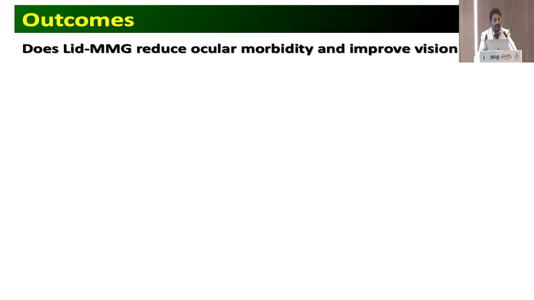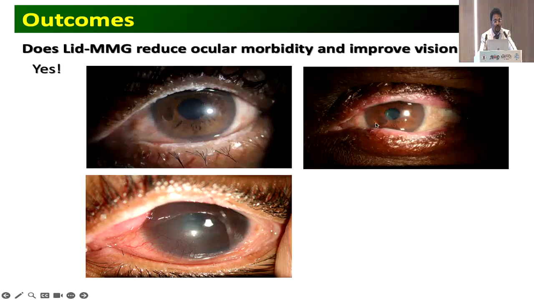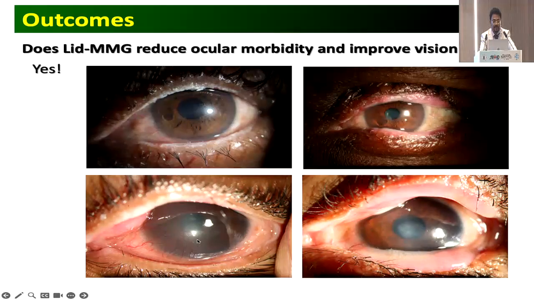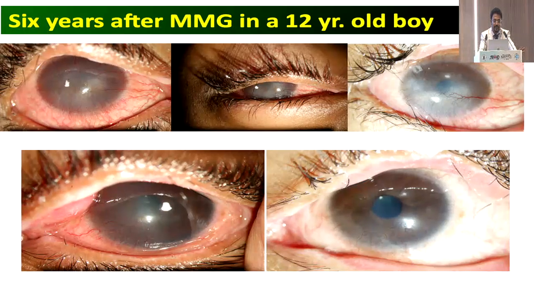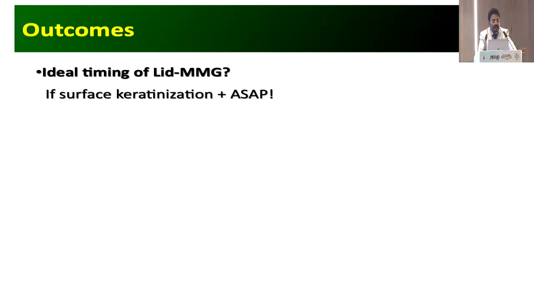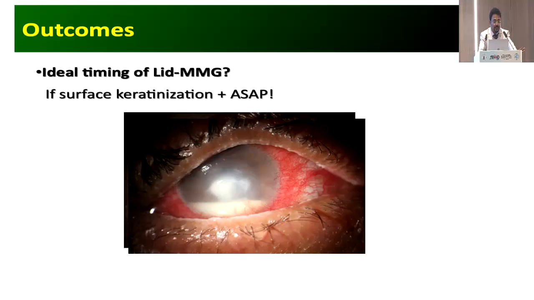So outcomes: does MMG reduce ocular morbidity and improve vision? Yes. This is a patient who had too much morbidity and vision has improved. This patient had keratinization, then new vascularizations, and this is the final picture. This is the patient at the age of 12 years, and after 12 years this patient is maintaining good vision. So regarding ideal timing of MMG, if surface keratinization is there, it should be done as soon as possible. Otherwise, you may have complications like infectious keratitis.